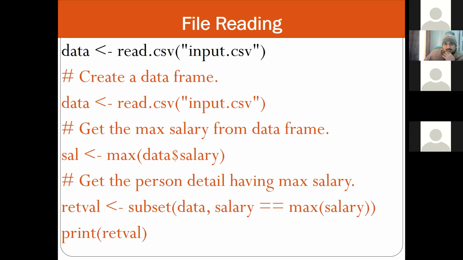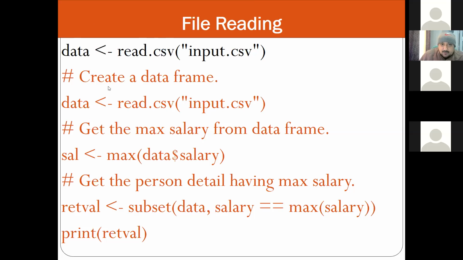In the CSV file, we always read the data. The command is read.csv. When you have to read the CSV file, you write read.csv, and within the brackets you mention the file name. For example, we mention input.csv, and through this command we read the CSV file, which is transferred to the variable data here.